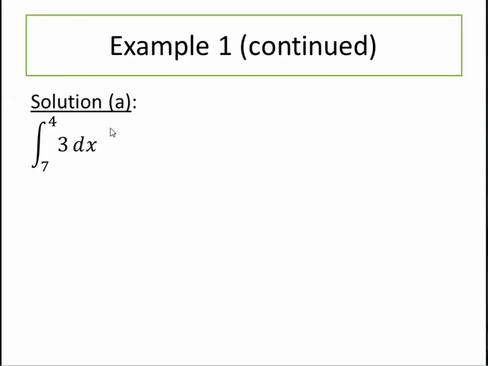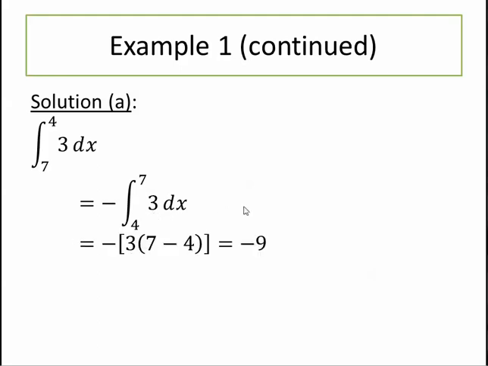The first one was the integral from 7 to 4 of the constant function 3. The first thing is, notice my lower limit of integration is greater than my upper limit of integration. It's often just easier to think about it with your lower limit being the smaller one. So I'm going to switch my limits of integration. I do that by putting a negative sign and switching the order. Now since this is a constant, we know that that is going to be equal to the constant times your upper limit minus your lower limit. And here's our answer, -9.